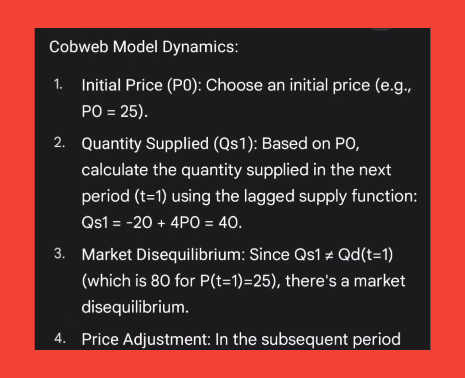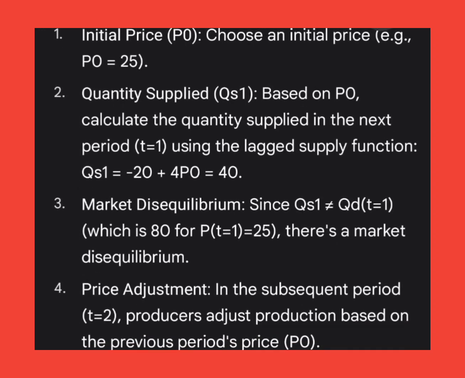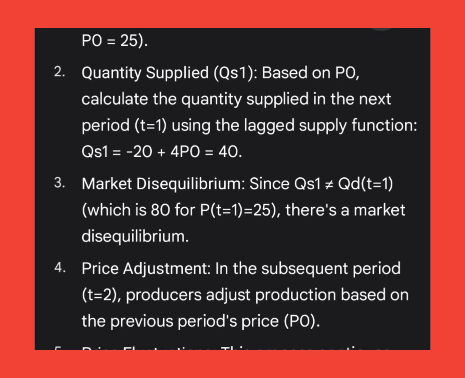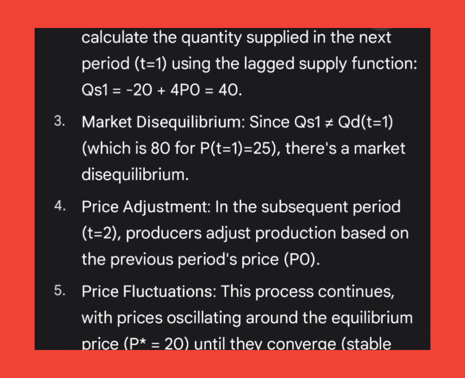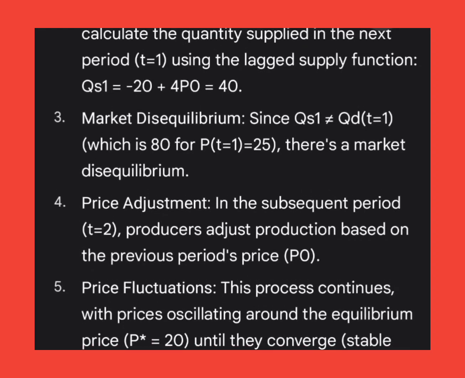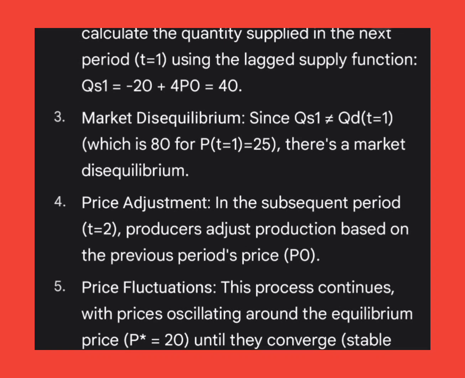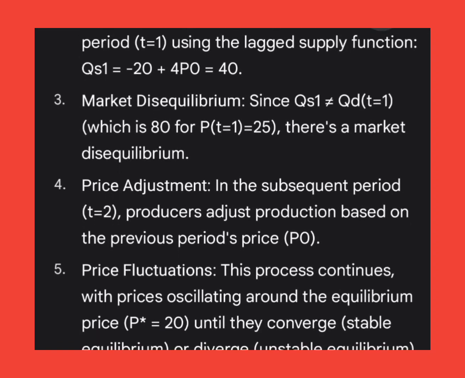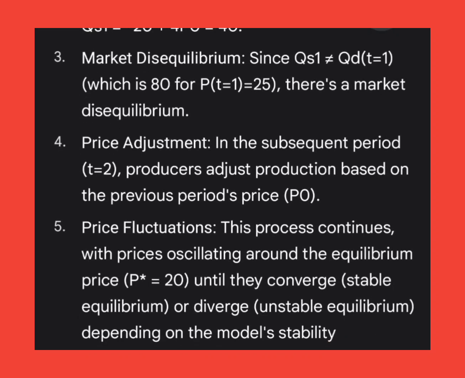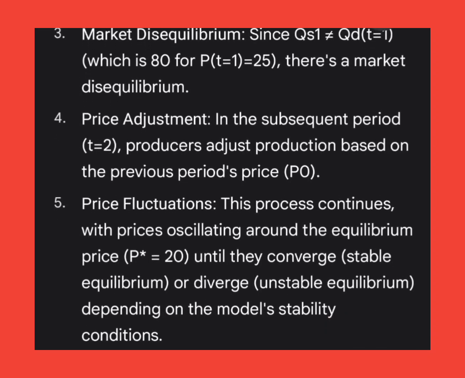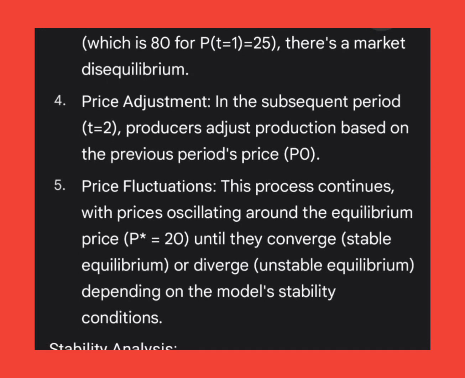Cobweb model dynamics. 1. Initial price P0. Choose an initial price, e.g., P0 equals 25. 2. Quantity supplied, Q1. Based on P0, calculate the quantity supplied in the next period, t equals 1, using the lagged supply function. Q1 equals minus 20 plus 4 P0, which equals 80. 3. Market disequilibrium. Since Q1 does not equal QD of t equals 1, there's a market disequilibrium.